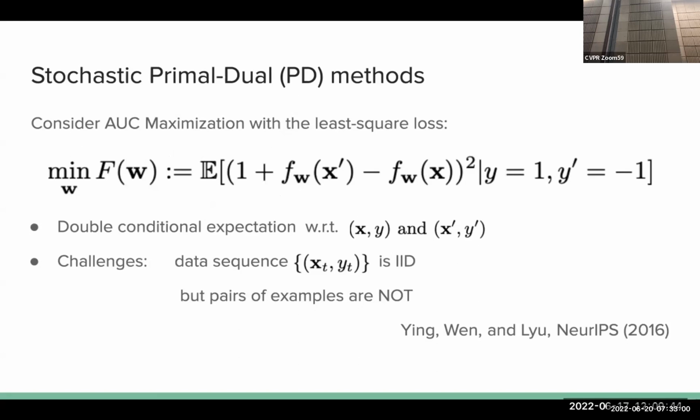The main challenge in designing an algorithm is the double conditional expectation, because this is an expectation with respect to (x, y) and (x', y'). And the data is continuously arriving as individual examples, not as pairs of examples. So you cannot directly apply the standard SGD.